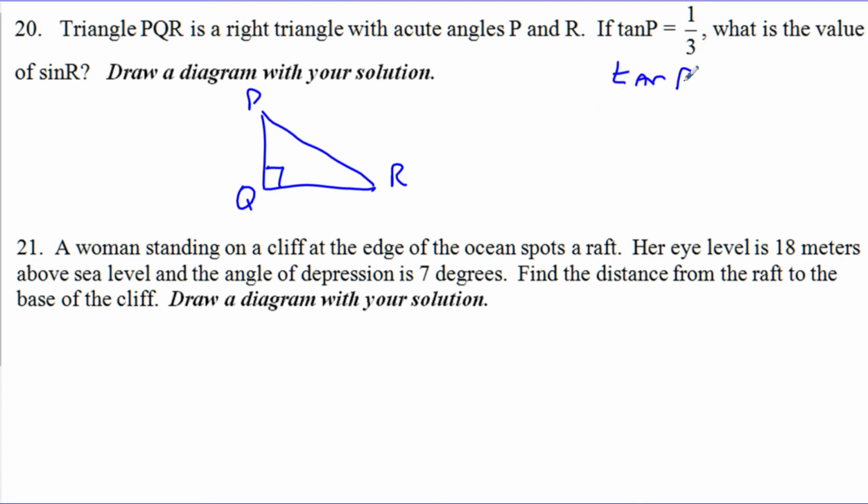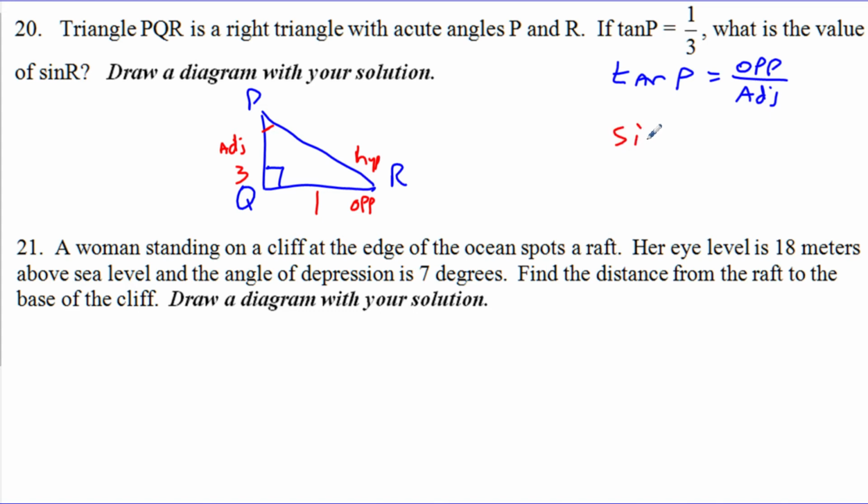Tangent is opposite over adjacent. So I'm going to go to my triangle that we just drew, and I'm going to label from angle P, because that's what they asked about. They said tangent of P. I'm going to say that this side is opposite, this side is adjacent, and PR is the hypotenuse. So they told us that opposite is 1, because that's on top of my tangent problem, and adjacent is 3. And they want to know the sine of R.